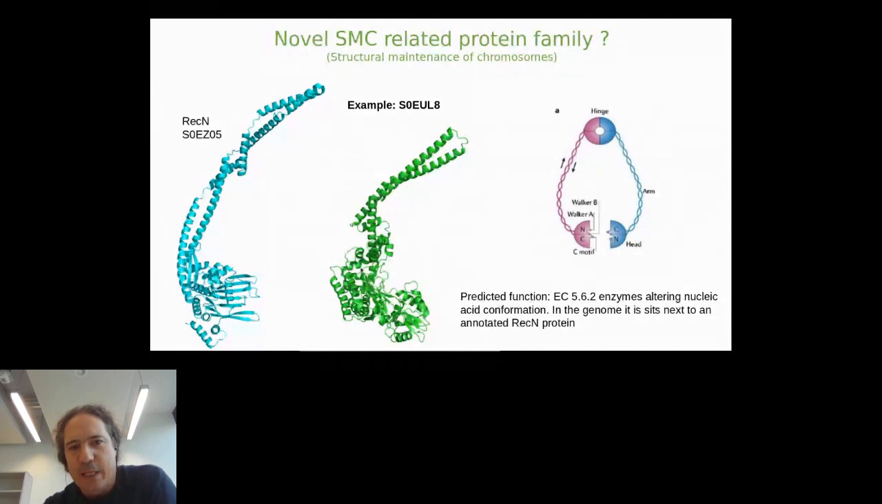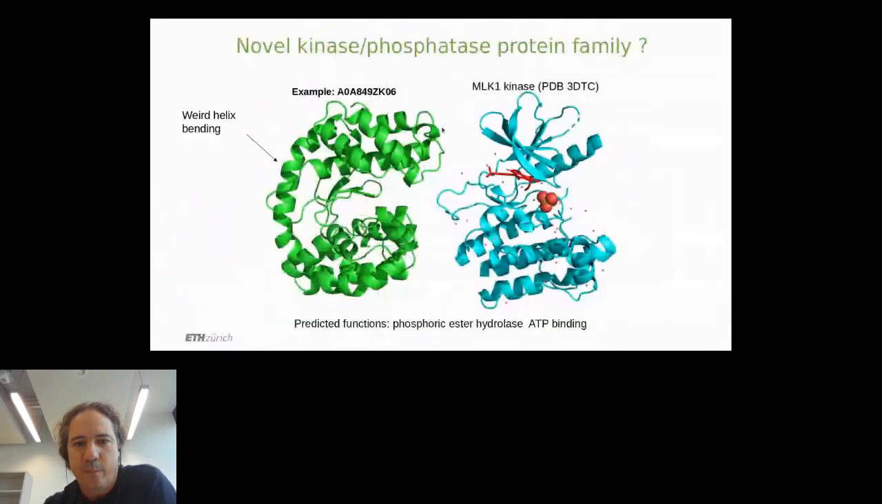But DeepFRI predicts this as maybe having these types of functions, but it's sort of missing here in the middle some of these motifs. However, this particular protein sits next to our RecN protein in the genome of this species. And so it makes sense because in bacteria, proteins that sit in the genome together tend to be functionally connected. So it could be that this particular protein actually works in some form in DNA maintenance related functions. So one example that I really like is something that vaguely resembles a kinase.